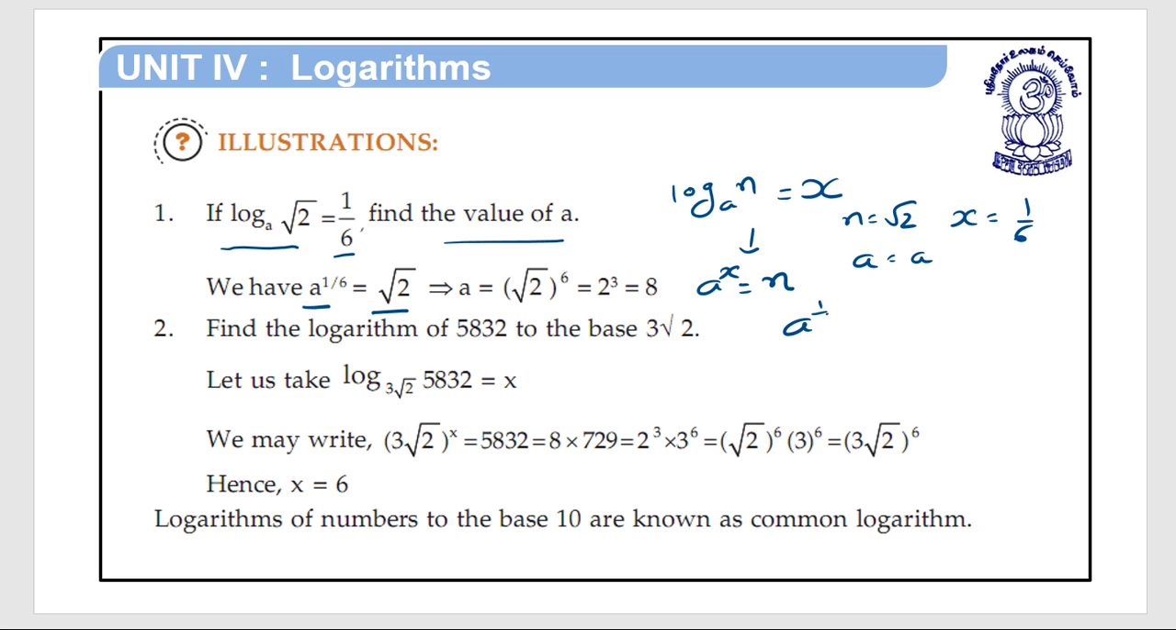Here a raised to 1 by 6 is equal to root 2 raised to 6, so the 6 cancels. So a is equal to root 2 raised to 6, which is equal to 2 raised to 1 by 2 into 6. 2 3s are, so 2 cube is equal to 8.